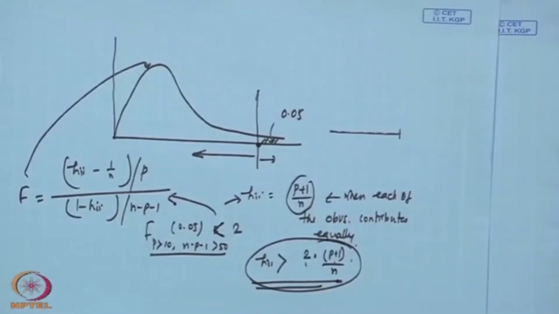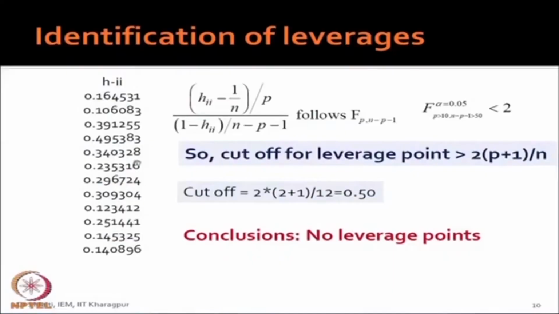Okay. Now, see this for our case, you see that HII values are observation 1 to observation 12 and HII values are given. These are all the diagonal values of the hat matrix. Okay. Now, what will be the cutoff value?